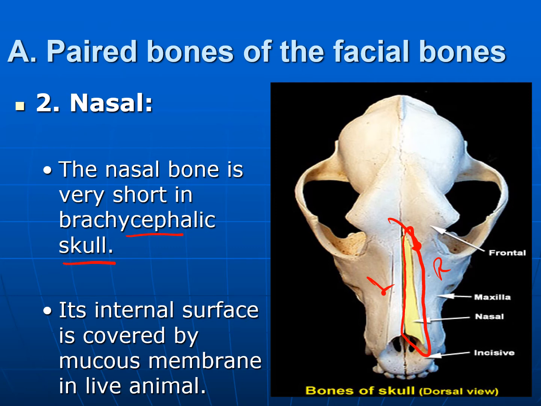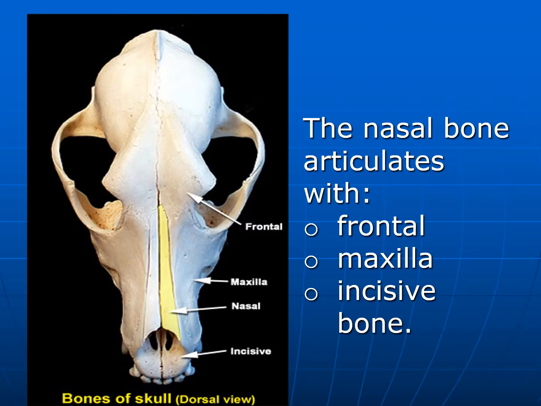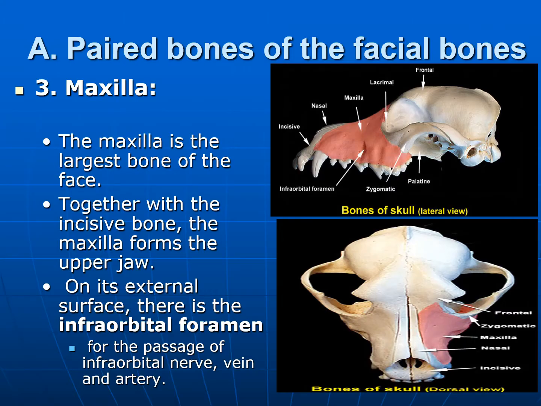Usually in the brachycephalic skull, in a breed of dogs with a short head, the nasal bone is small. From outside, these nasal bones are covered by skin, and from inside they are lined by the mucous membrane, which is the rosy pink layer found inside our nasal cavity. We call it the mucous membrane. The nasal bone articulates with the maxilla, with the frontal, and also with the incisive bone.